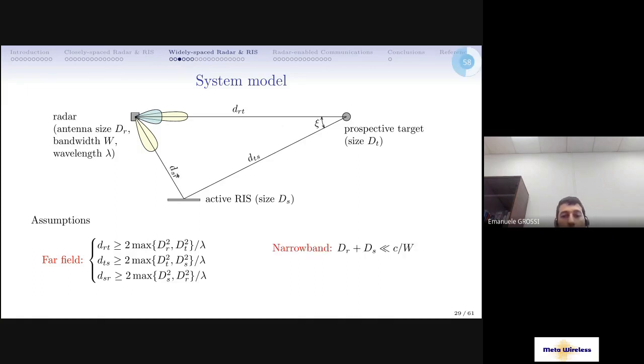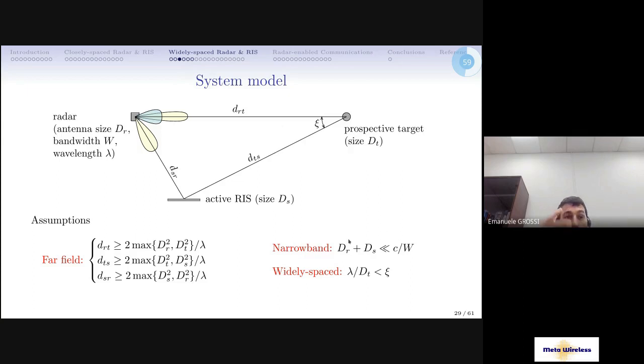The second assumption is the narrow band assumption, where we need that the time difference of arrival of the signal are not resolvable across the array elements. And this translates into a condition on the size of the array, which should be much smaller than c divided by W, as we have seen in the introductory slides. Here we need that the delays are not resolvable not only in the direct link from radar to target to radar, but also in the indirect link radar, target, RIS, and radar back. So what comes in here is therefore the sum of the sizes of the RIS and of the radar. So this is the condition that we need to be satisfied.